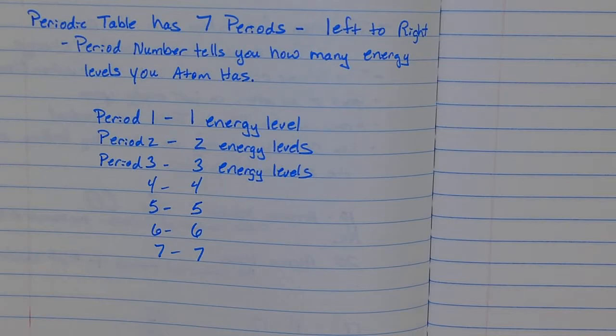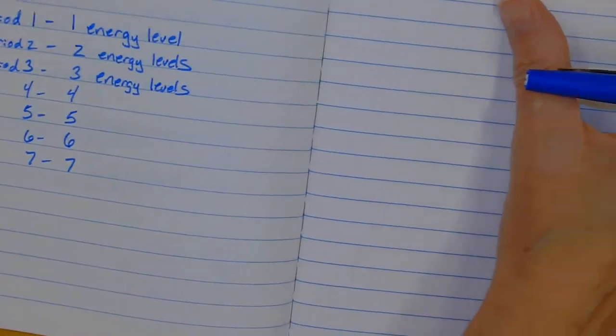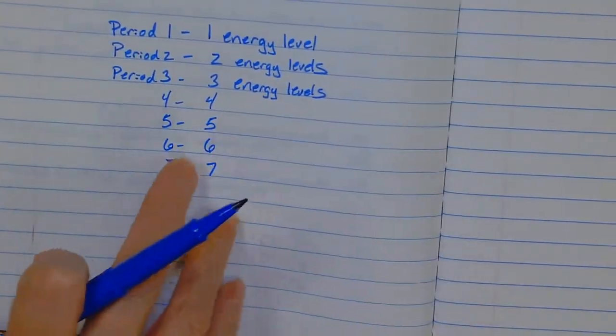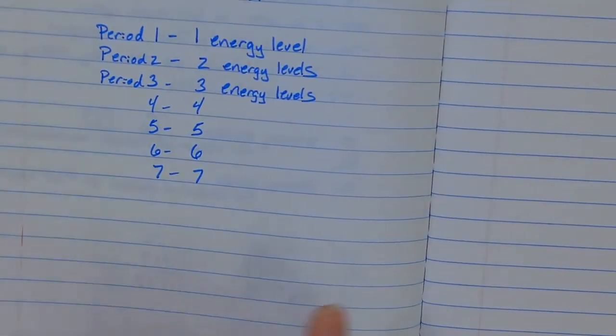Or maybe not. We'll come back to group numbers because we're not ready for valence electrons just yet. So we'll come back to that.